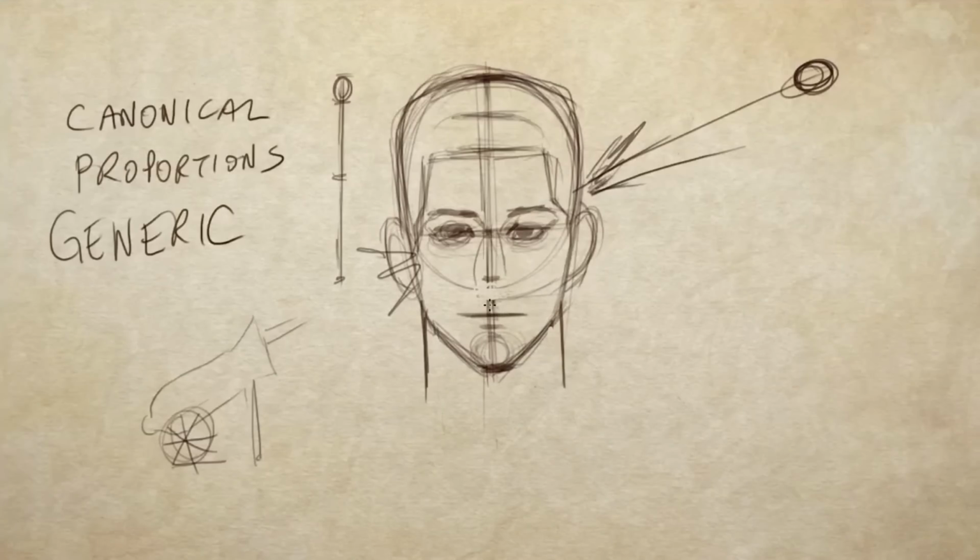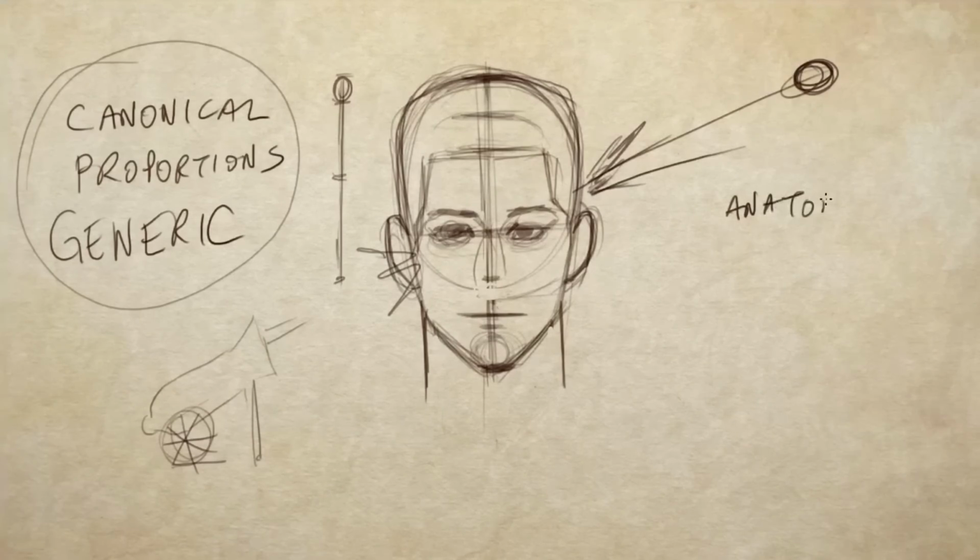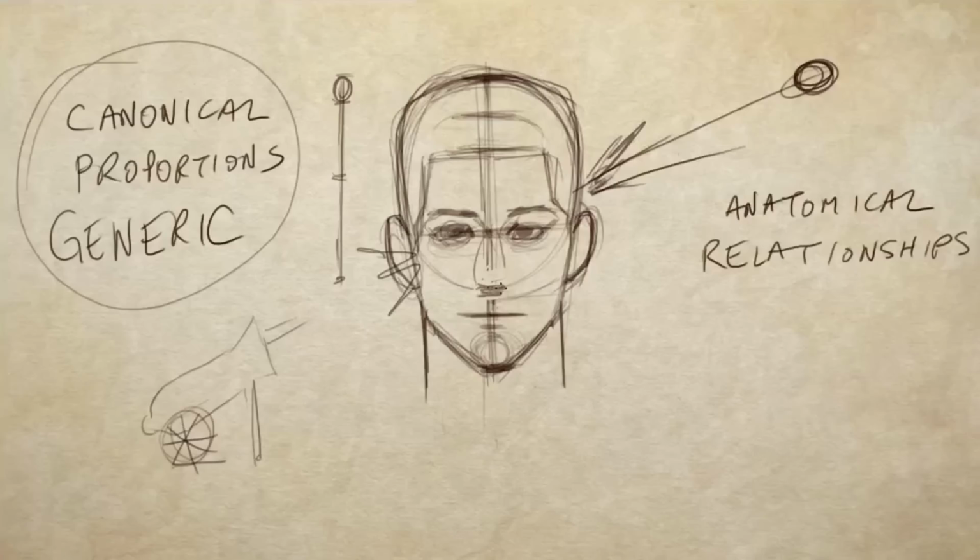Although that's useful, what I've been learning or teaching myself, and what I prefer, is a different type of thing. Instead of canonical proportions, it's anatomical relationships. It's judging things based on their anatomy and not so much on these proportions. So I'll walk you through what it's like to use these.